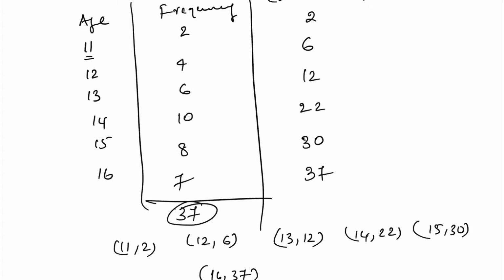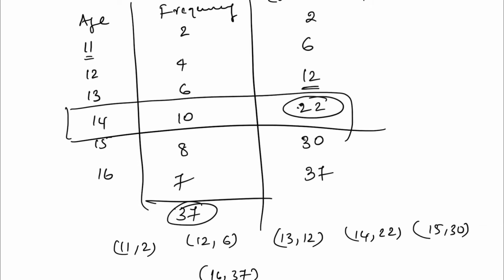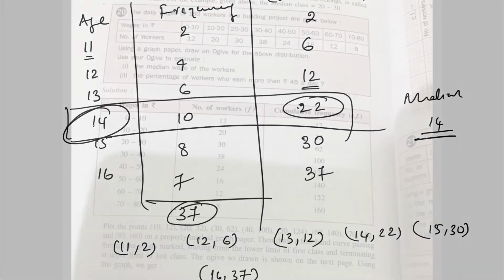Here, for the 19th term, after 19 you have 12 and 22, and 22 is near to 19, so round off to this. So, what will be your median in this case? The median is equal to 14 you will get. This is your median. Hope it's clear, children.